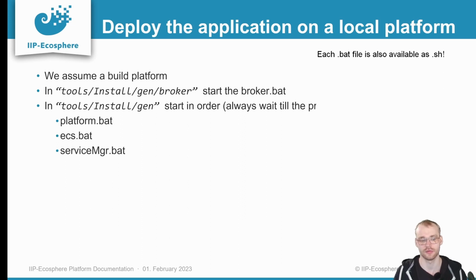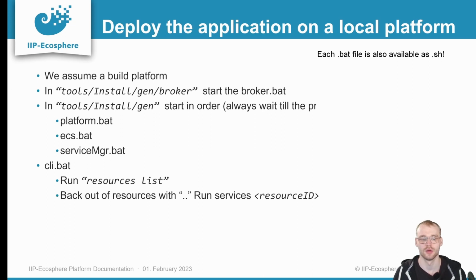If you've done that successfully and everything is running without an error, you can go over to the CLI bed, which is for the command line interface. If this runs successfully, first run resources and then list. This should list your available resources. They will have something like an ID. You then back out of resources using 2 dots and run services resource ID.